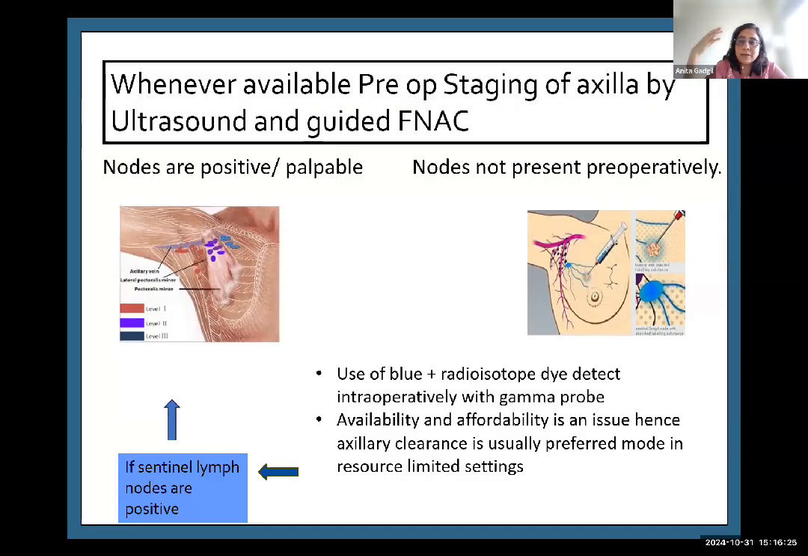If you have an even better system, then you can use a gamma camera to pick up the radioisotope that you inject into the tumor and see if that has gone. So combining these two ways, you can really pick up whether the cancer cells have reached their first station, the axillary nodes.